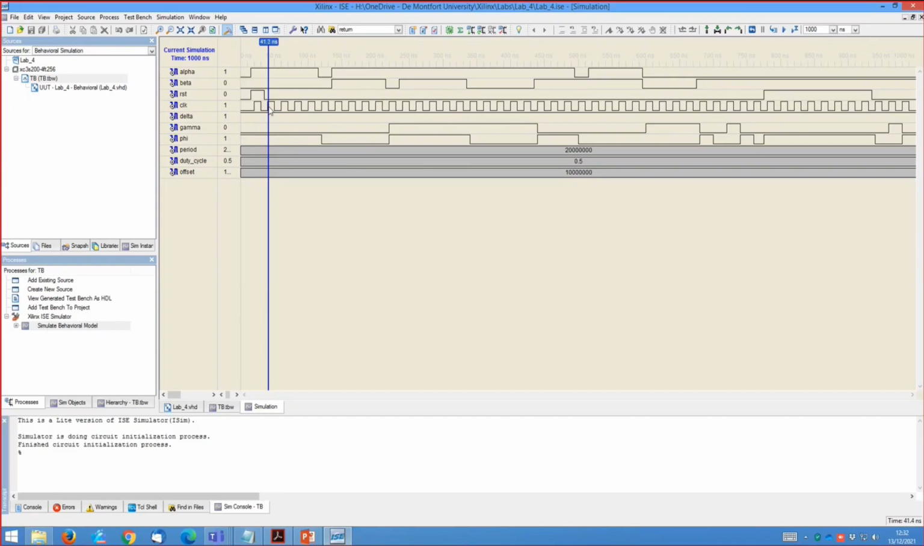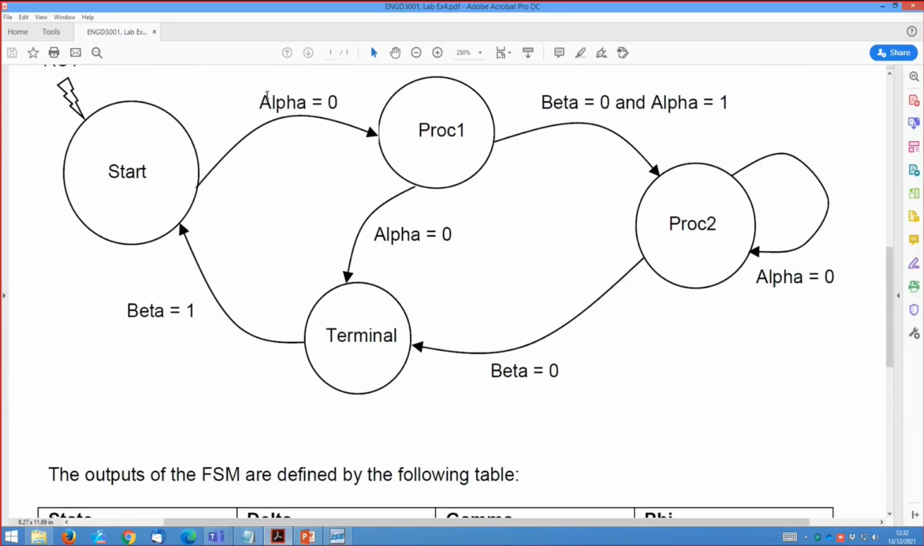When the next clock arrives, because my alpha signal is 1, nothing changes. I'm now here, alpha is 1, so this condition is not met. Therefore, I'll stay in the start state, as I explained earlier.